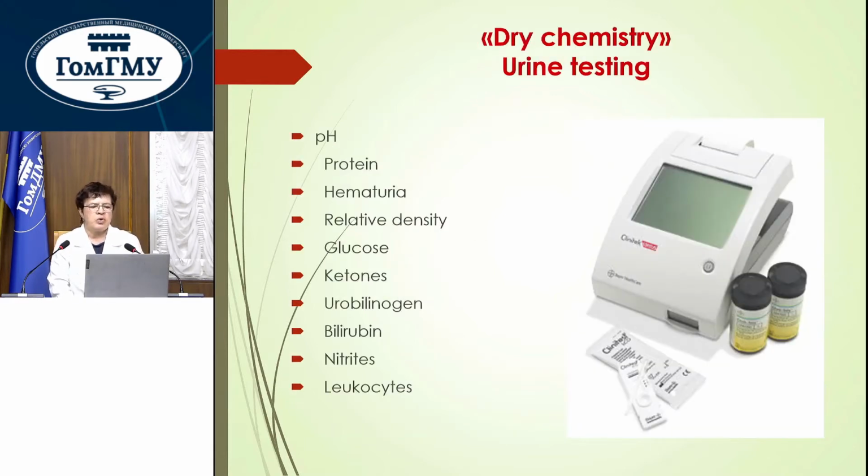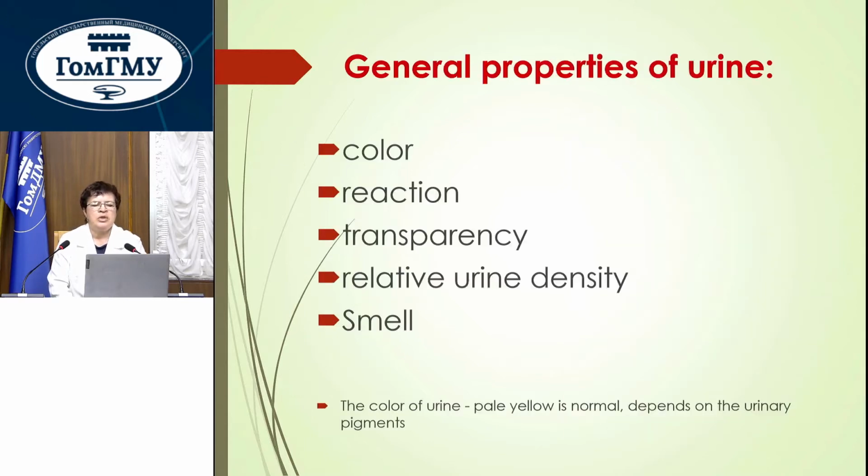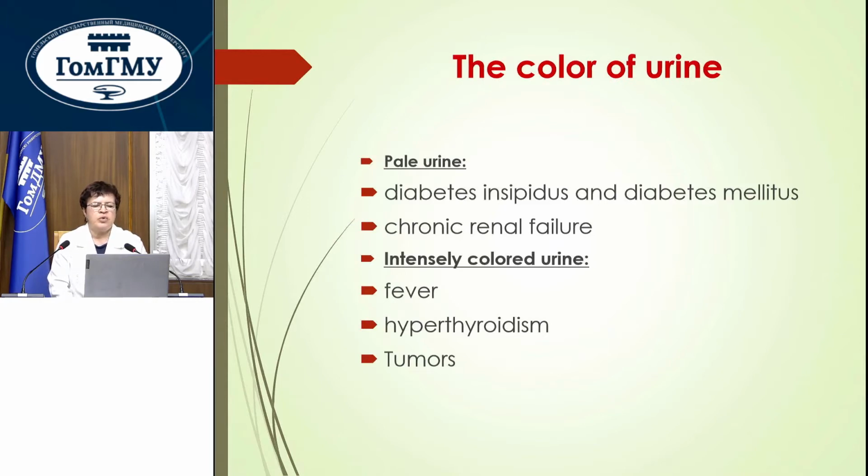Dry chemistry urine testing. With the results, we can test pH, protein, hematuria, relative density, glucose, ketones, urobilinogen, bilirubin, nitrates, leukocytes. General properties of urine: its color, reaction, transparency, relative urine density, and smell. The color of urine: pale urine, in diabetes insipidus and diabetes mellitus.